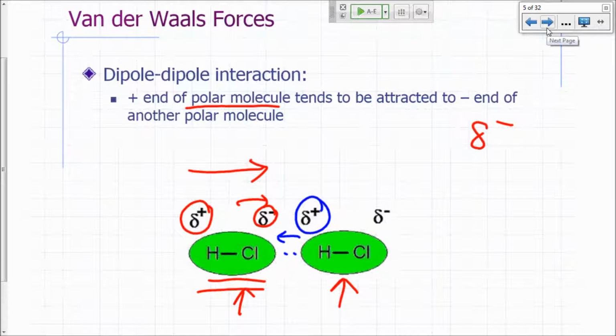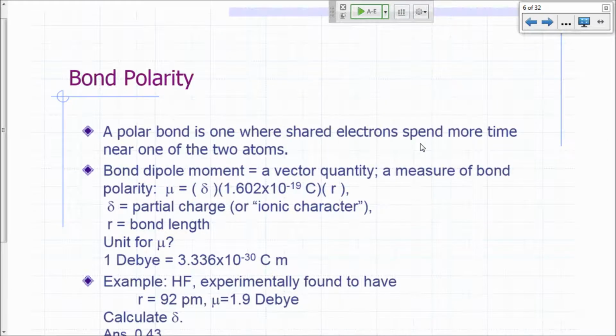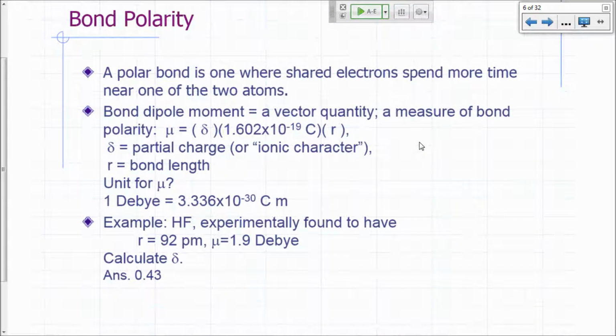So that's dipole-dipole interaction. That's the type of attractive force that occurs between polar molecules. The positive end of one polar molecule will be attracted to the negative end of another polar molecule. So exactly what do we mean when we say we have a polar bond? We said that's when the shared electrons spend more time near one of the two atoms. You can define what's called the bond-dipole moment. It's a vector quantity, so it's got magnitude and direction, as a measure of bond polarity.